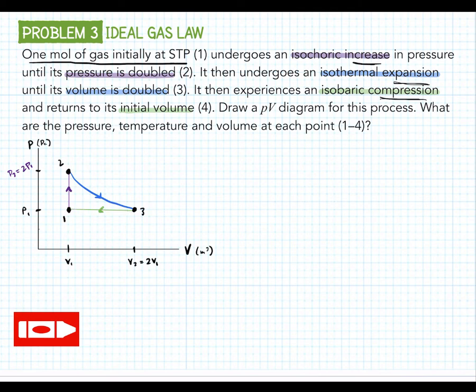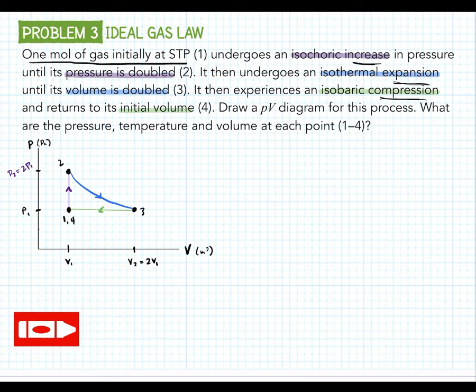So we return to our initial volume, and now we have our whole drawing for our PV diagram, and this point is also point 4. Okay, so we start with standard pressure and temperature for 1 mole of gas. We double the pressure without changing the volume, then we double the volume without changing the temperature, and then we halve the volume without changing the pressure. So those are our 3 steps. Okay, so we drew our PV diagram for the process, and now we want to actually put in some numbers.